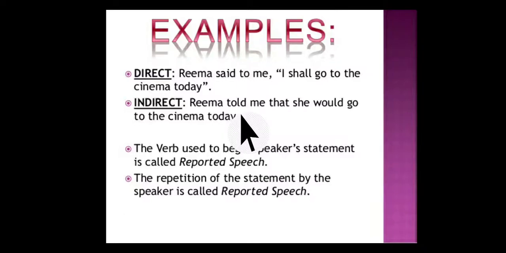In direct speech, the actual words of the speaker are put in inverted commas, but in indirect speech, the inverted commas are removed and there is a modification of the actual words of the speaker. The verb used to begin the speaker's statement, the repetition of the statement by the speaker, is called reported speech.